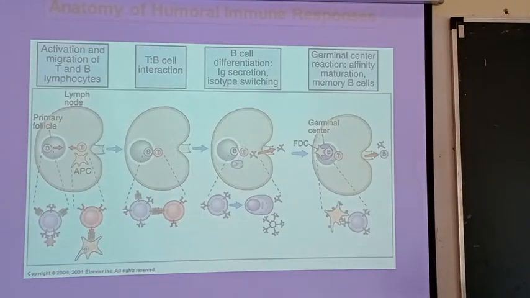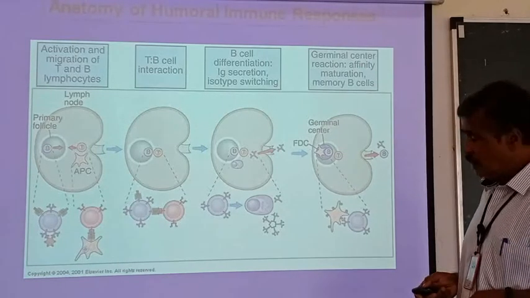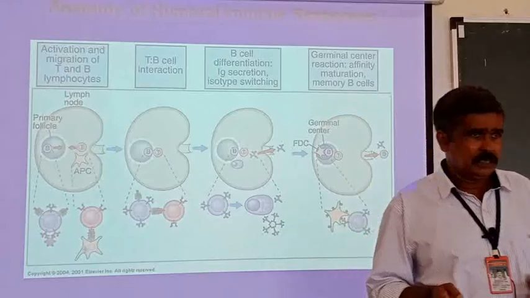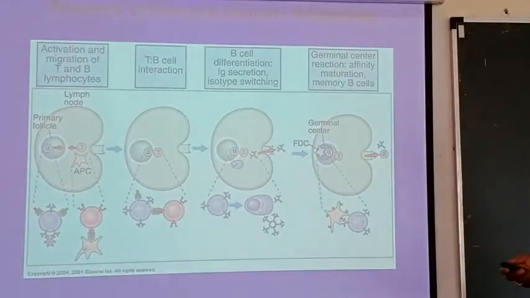Now, what is the anatomy of this? The activation and migration of T cells and T lymphocytes. This is a follicle, this is a lymph node, the structure of a lymph node, and these are the B cells. The bacteria is attached to this cell, and this is the activation. T-B cell interaction takes place in the lymph node. Then one B cell secretes the IgG isotypes. Then there is the germinal center reaction, affinity maturation of the memory B cell. Because only when there is maturation of the B cell is there production of the antibodies.